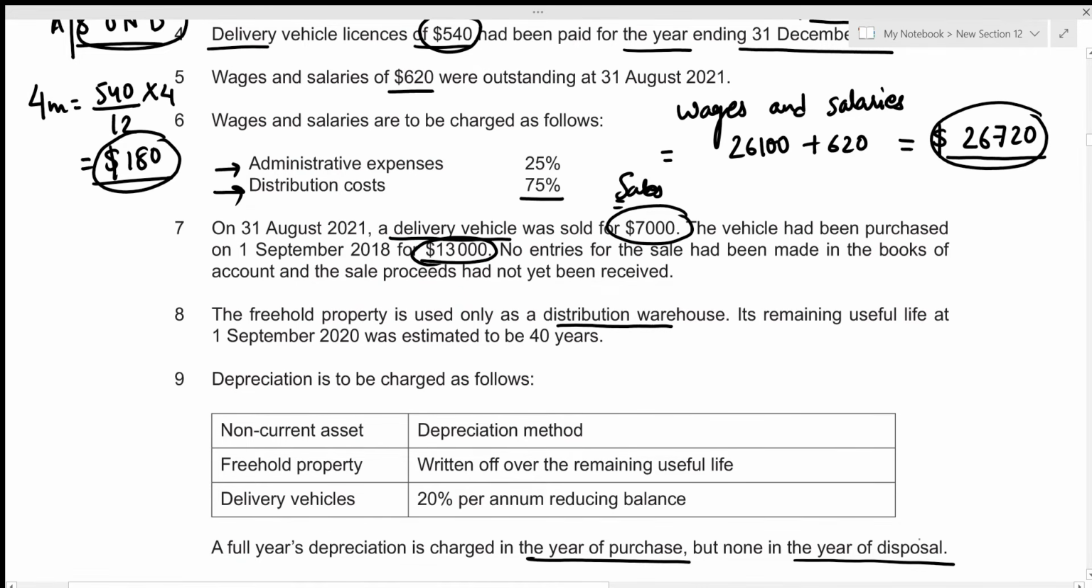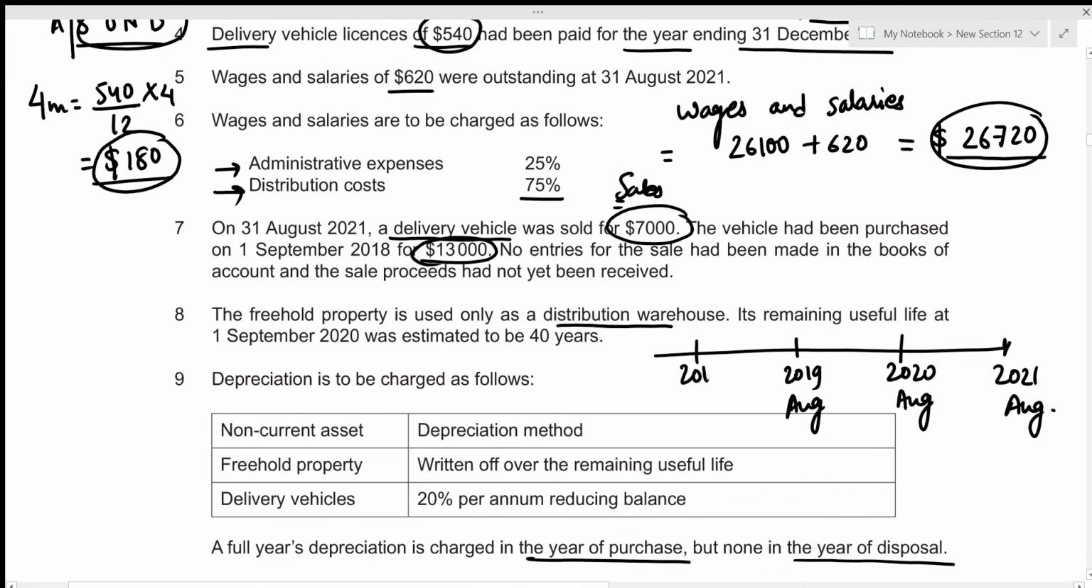All right, so let's make a timeline. I think that would be easier. So we're talking about the year ended 2021 August. So 1 year before that would be 2020 August. Then we have 2019 August. And we have 2018 August. And we're told that the vehicle had been purchased on 1st September 2018, which is right here, right? So we purchased it right here, and we sold it on 31st August 2021, which is right here.